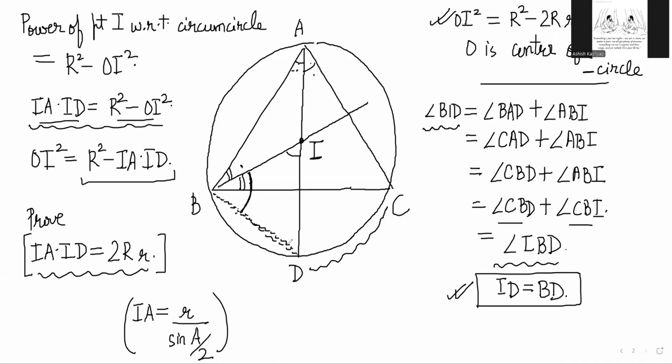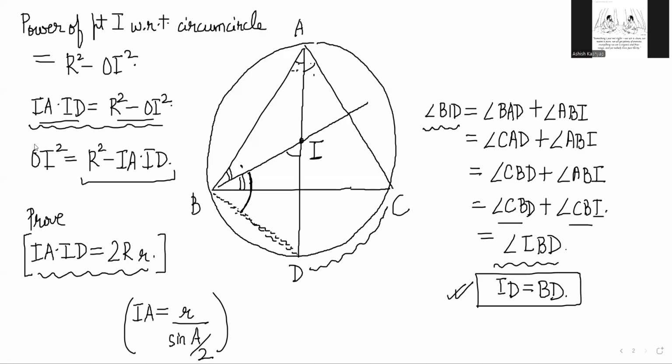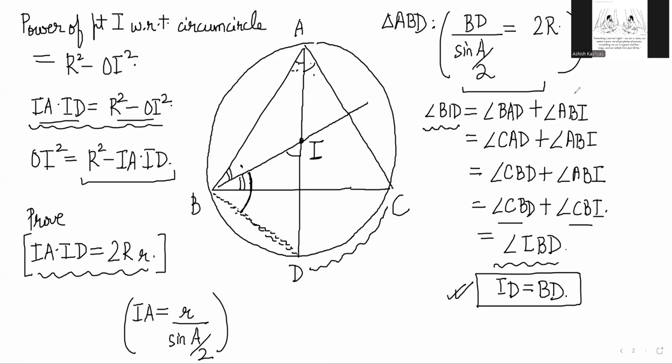And if we know ID is equal to BD, then we can now think of triangle ABD. In triangle ABD, if we do the sine rule, BD by sine A by 2 is equal to 2 capital R, because this triangle has the same circle as the original triangle. Do you understand what I'm writing here? So from here, BD is coming as 2 capital R sine A by 2.